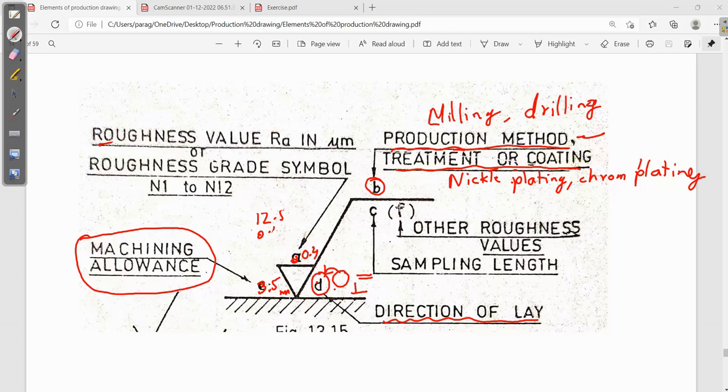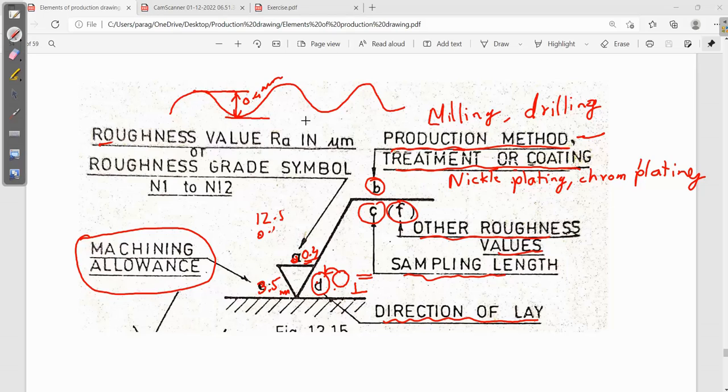Okay, this F, just forget about this. Other roughness value I will tell afterwards. Now next is sampling length. Sampling length means what? Suppose if I consider roughness, how actually are we measuring this roughness? Roughness means the distance from this particular peak to the root. So this particular distance is called roughness. Here I have written 0.4, so this distance is 0.4 micrometer.